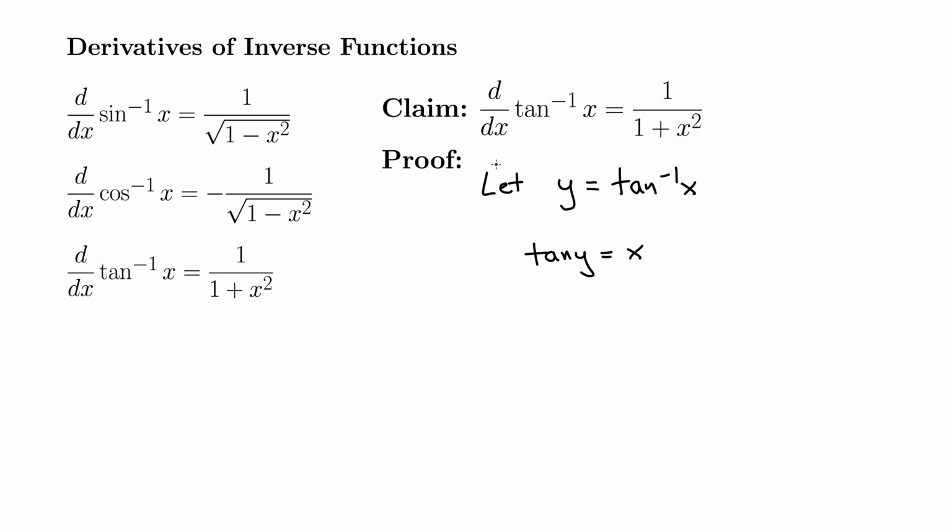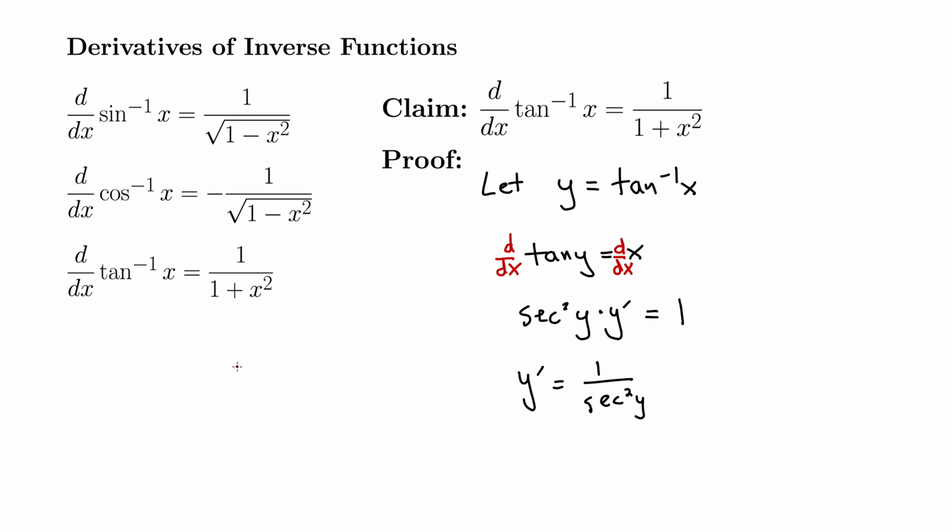Well, we can now take the derivative of this expression, so I'm going to take d by dx of both sides. The left side will require implicit differentiation, so we have secant squared, that's the derivative of tangent of y, times the derivative of the inside, that's the implicit differentiation step, times y prime, equals, okay, well the derivative of x is 1. Now we're ready to solve this whole thing for y prime. This tells us that y prime is then 1 over secant squared y.